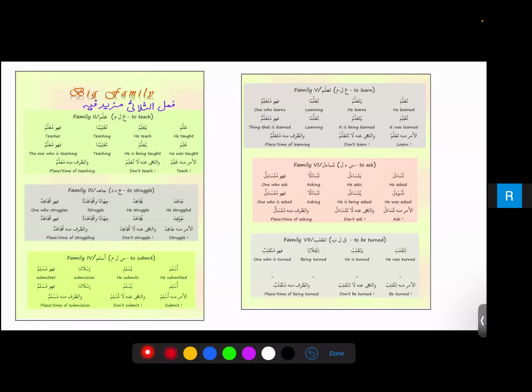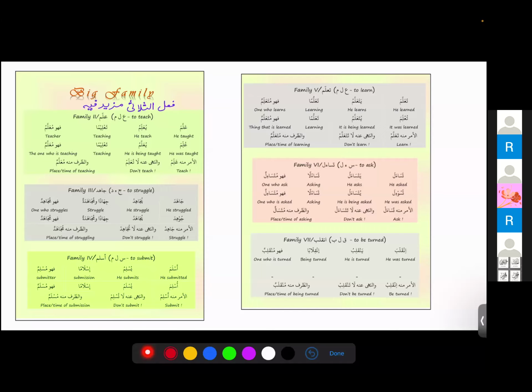Okay, so and then if I ask you guys that what is the marker of family 2, what should be the answer? Shadda. One extra root letter. So family 2 is like it has a shadda. Where is the shadda? The extra root letter is in Allama, there are 2 lam.